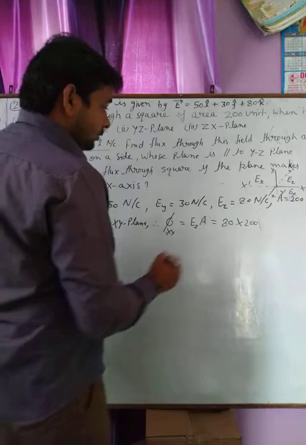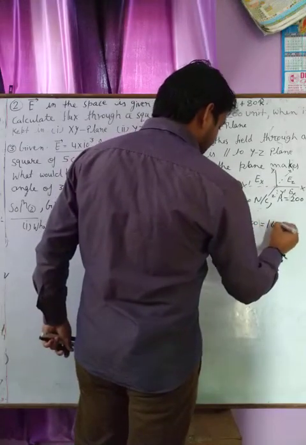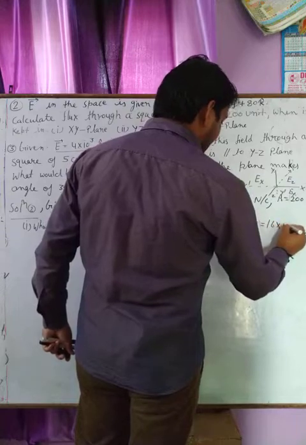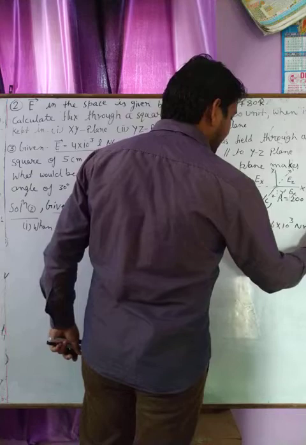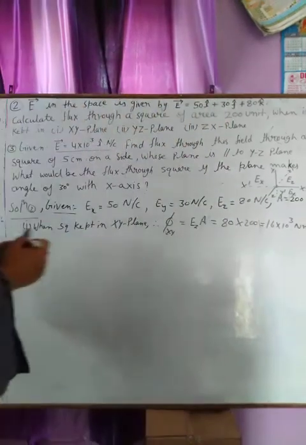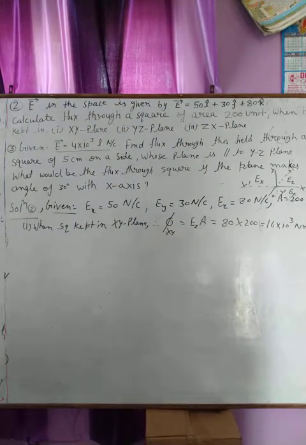Okay, so we are finding this solution: 16 into 10 to the power 3 Newton meter square Coulomb inverse. This is the solution for the first case.